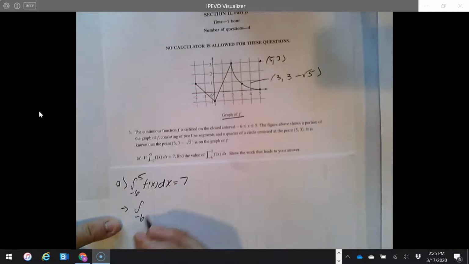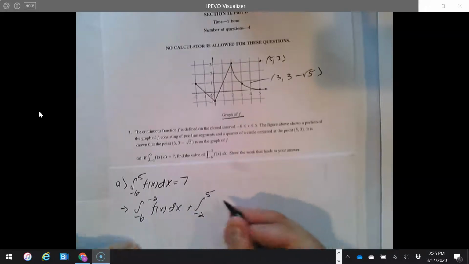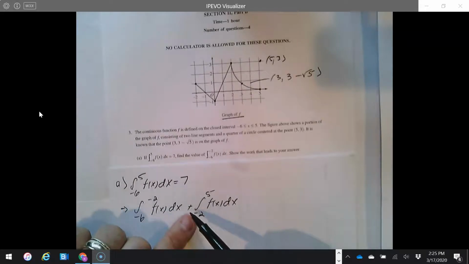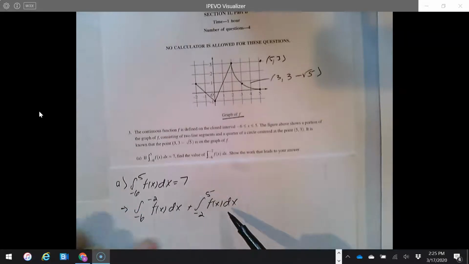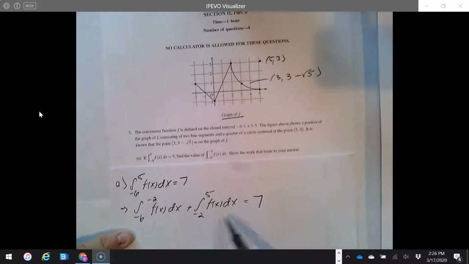So my first thought is I know that with integrals, I can break this up into 2 different integrals. So consider this for a second. The integral from -6 to -2 of f of x, that's what I want to find out. When I add it to the integral from -2 to 5 of f of x dx, well, that has to be the same as this integral from -6 to 5. So adding the 2 integrals together gives me a value of 7.